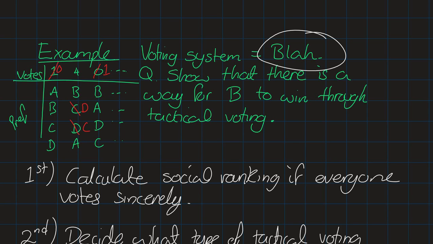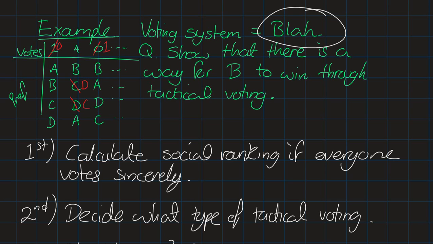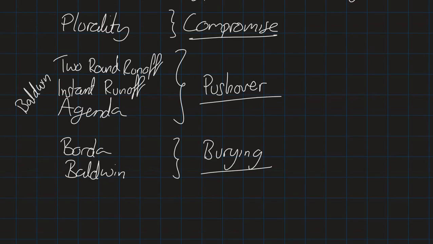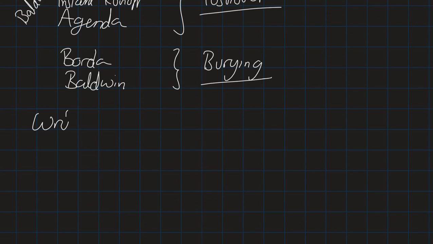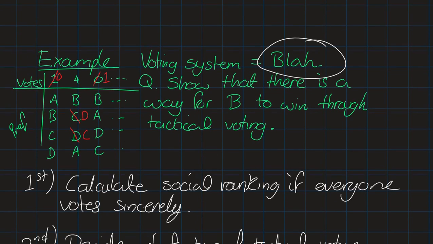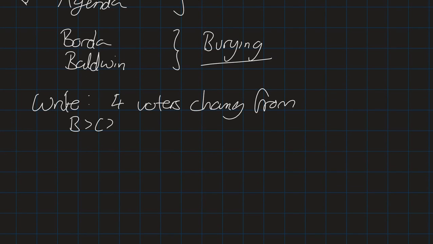Either way, to be extra safe and clear, especially when you're doing homework and exams, I recommend that you write it out in full. So write like 4 voters change from B, C, D, A to B, D, C, A. I recommend just to be extra safe that you write this out in full. So this will be step 3, the third thing to do.